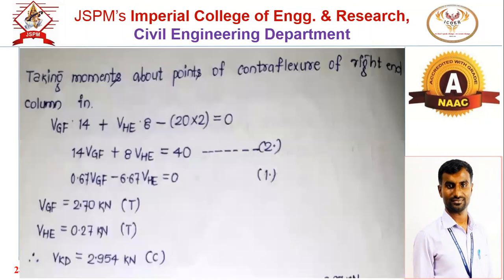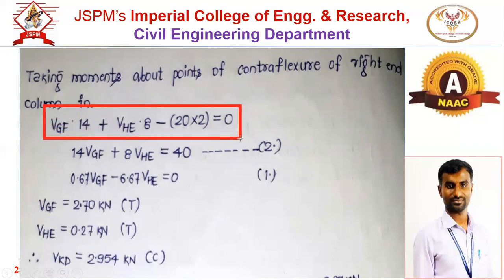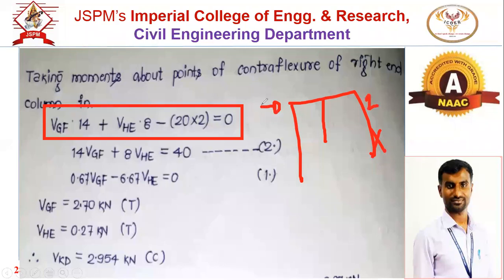So if I make the summation of moment for the right end column, at a point of contraflexure or at mid height, this is one condition I have got. This is the equation I will get if I use that moment equation on the right end column at mid height. So this is 20, this is 2 meter, clockwise is minus, so 20 into 2, that will be 40. And for these two axial forces, the moment will be anti-clockwise, that's why plus.